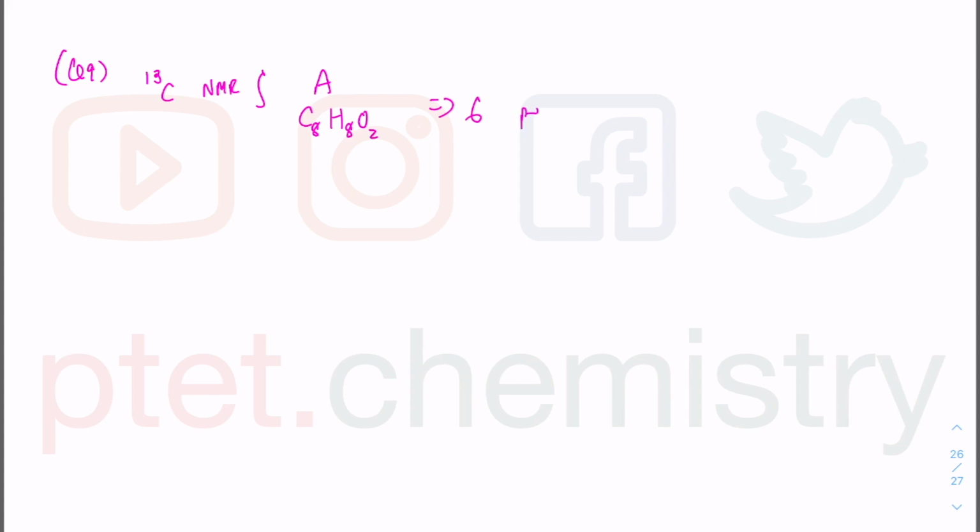There are 6 peaks. So there are 8 carbons, but 6 peaks. That means there's a bit of symmetry that we need to keep an eye out for, because by right 8 carbons would mean, if all 8 are different, I should get 8 peaks. I get 6 peaks, meaning that some of them are chemically equivalent.